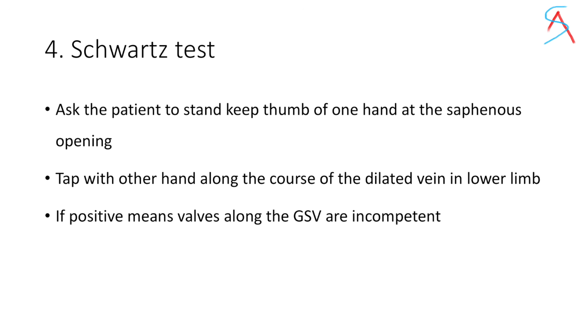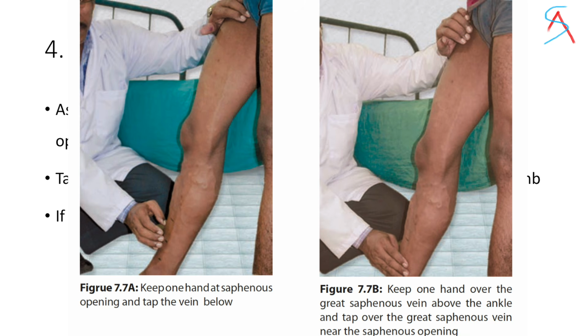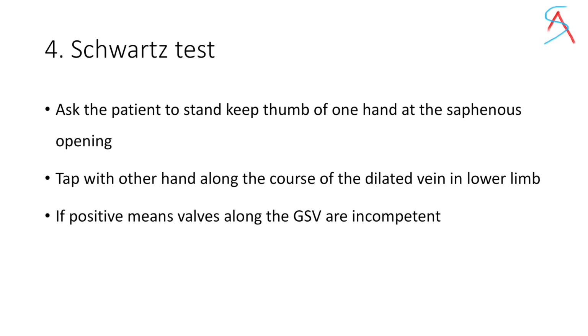In the Schwartz test, we tell the patient to stand up. We keep our thumb at one end of the saphenous opening and we tap with the other hand along the course of the dilated vein in the lower limb. If we can feel that tapping or the pulse on the thumb which we kept at the saphenous opening, it means it is positive. If it is positive, it means valves along the great saphenous vein are incompetent.